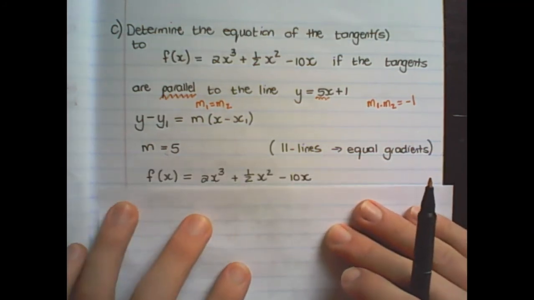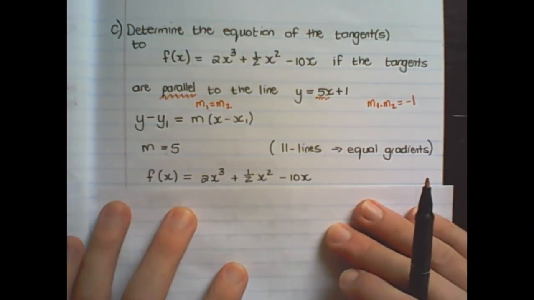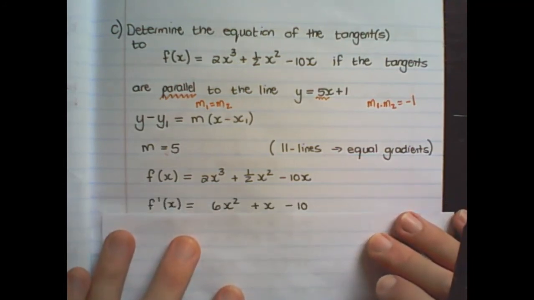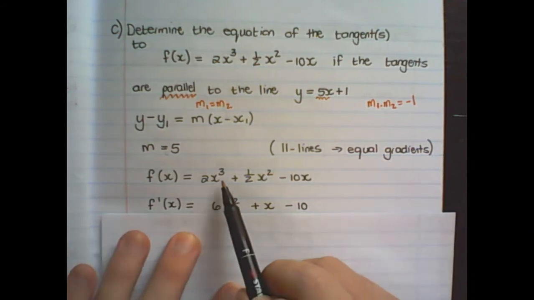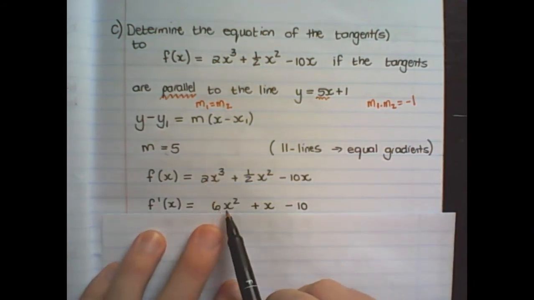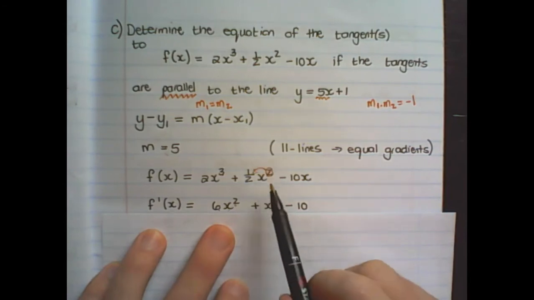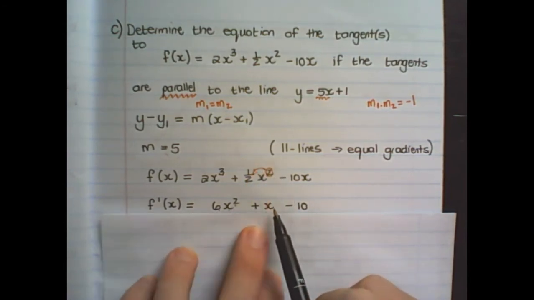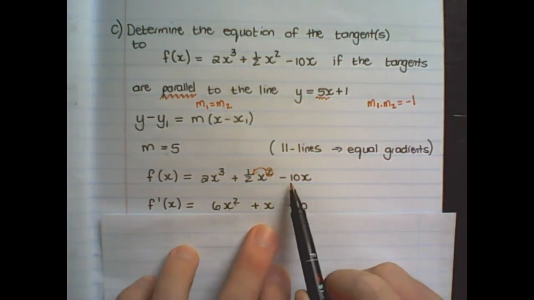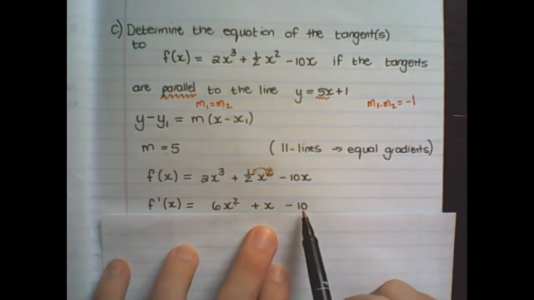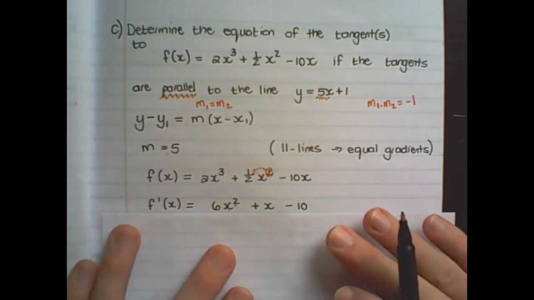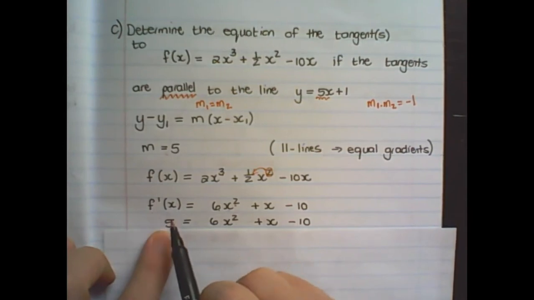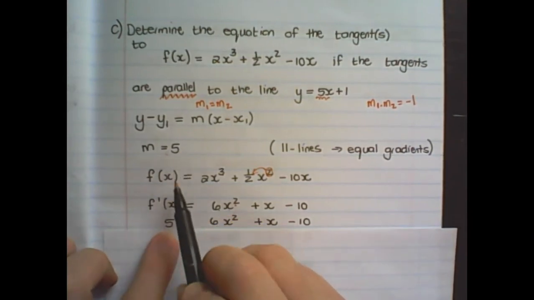So we have f(x) equals 2x cubed plus a half x squared minus 10x. And I find the first derivative. So it's 3 times 2, which is 6x squared, plus, so 2 in the exponent times a half, subtracting 1 from the exponent. If I differentiate, that becomes x. And negative 10x, when differentiated, becomes negative 10. We know that the gradient is equal to 5. Remember, the derivative represents the gradient, so the gradient is equal to 5.